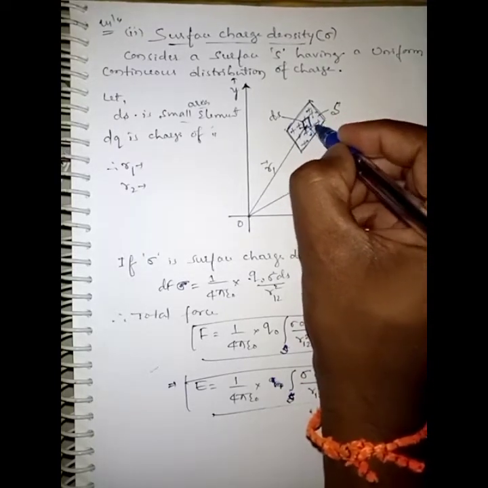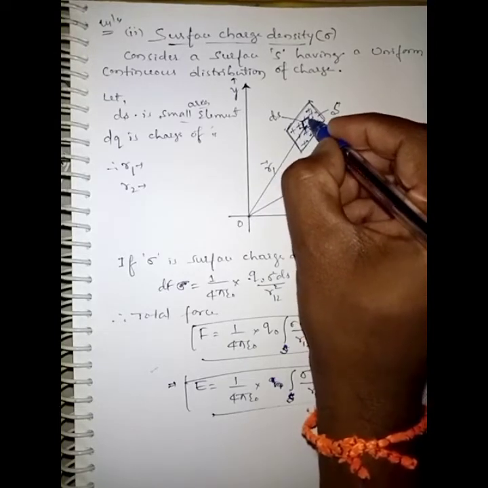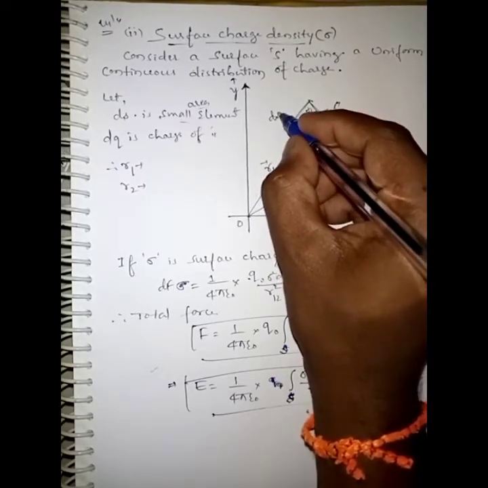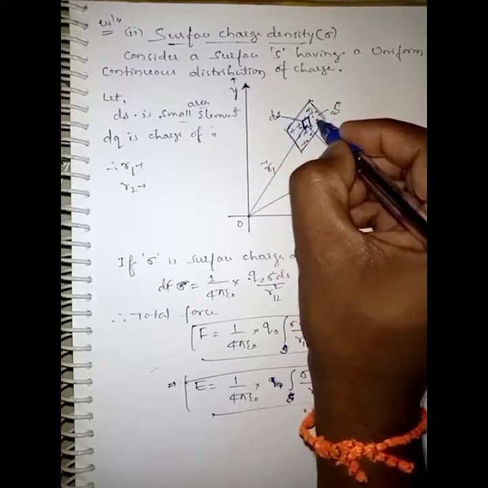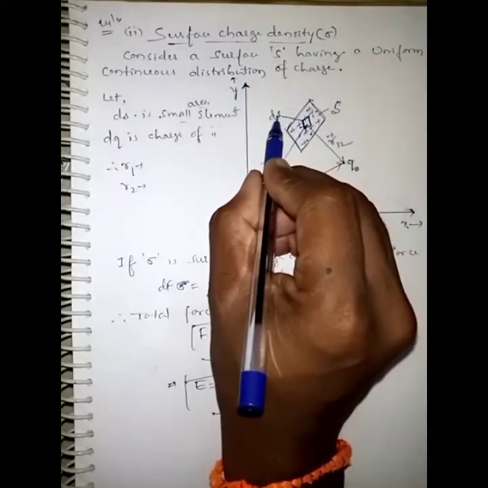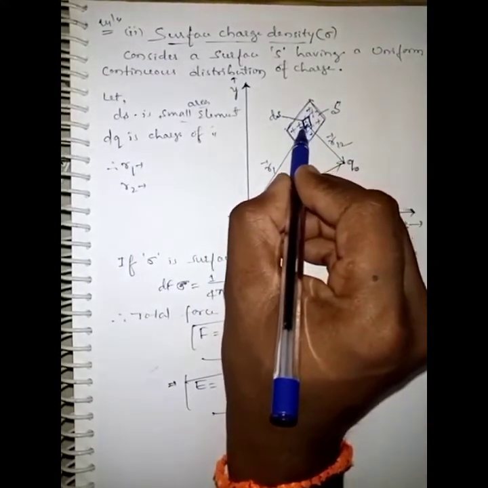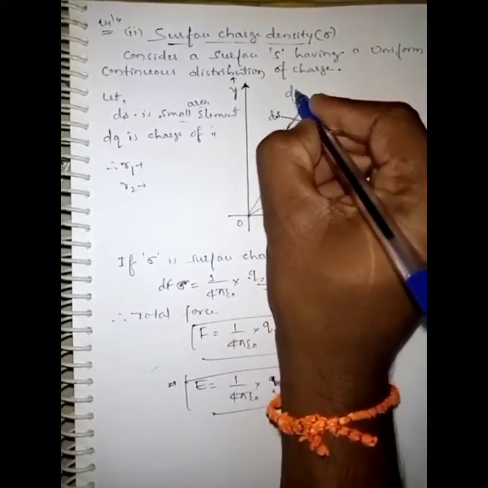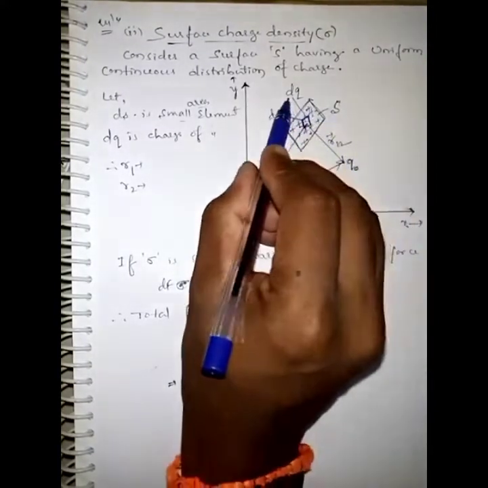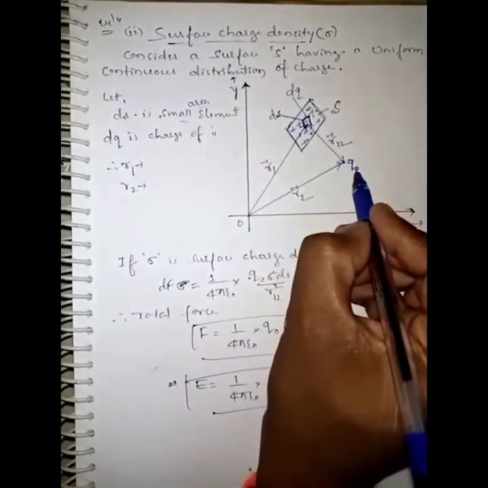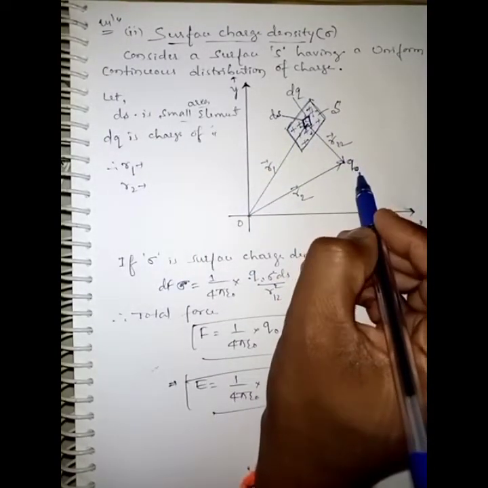To calculate that, I am considering a small area, its area is dS. This much area has only a small charge dq. Due to this charge, what is the force acting on this q naught test charge?